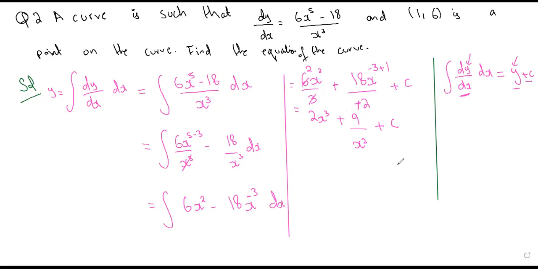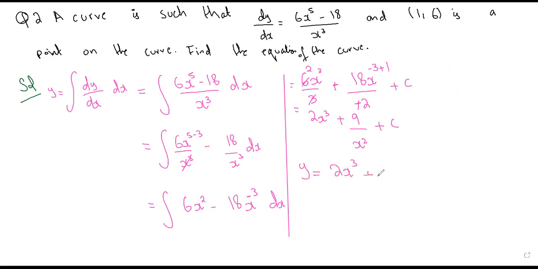Yes, this is the equation. Okay, so I'll write this down. Finally, we are getting y equals 2x cubed plus 9 by x squared plus c. This is the equation, but you are not done yet. Whenever you see any equation, they don't give you with c, they give you the value of c. So obviously, if the examiner wants you to find the equation, he or she would expect that you find the value of c as well.